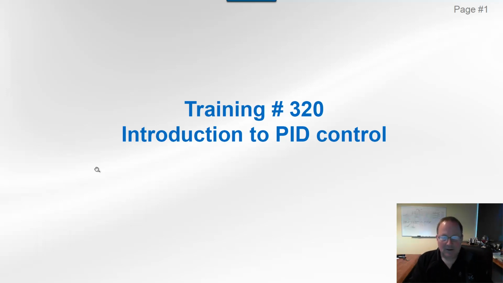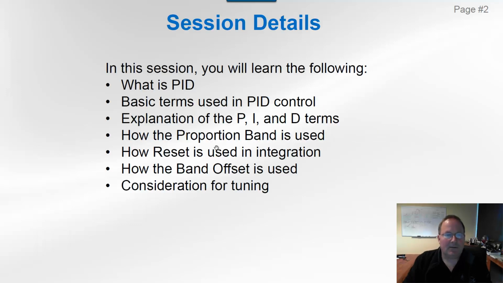If we look at the screen here, we're going to talk about what is a PID, basic terms used for the PID, explanation of the P, I, and D terms themselves, what the proportional band is and how it's used, the reset and how that's used in the integration, and band offset, and also some different considerations for when you tune the autoclave, or oven in that case.